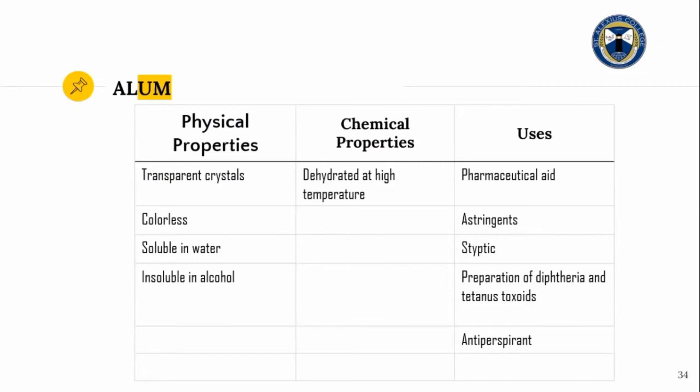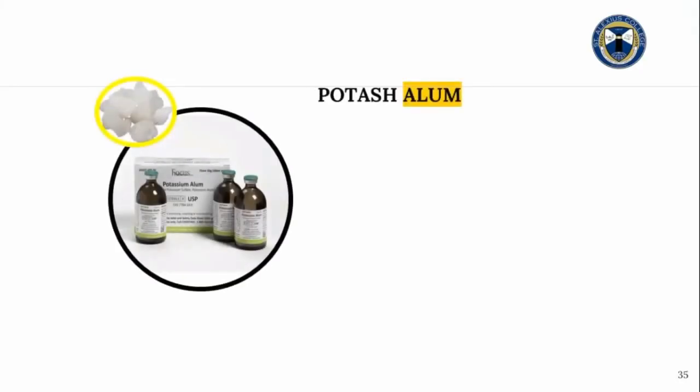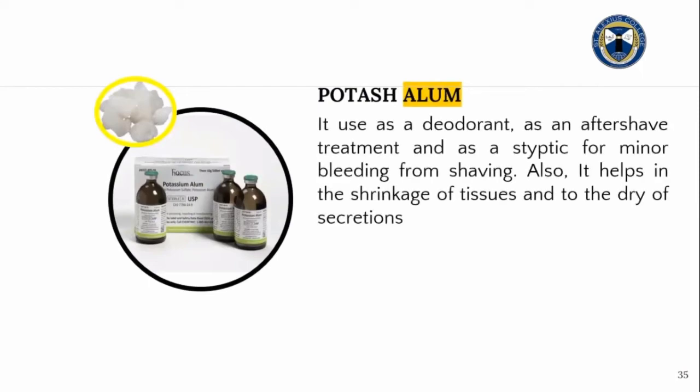It is also used for the preparation of bacteria and tetanus toxoid, and as an antiperspirant. When we say antiperspirant, it protects against sweat and odor. So next is the potash alum. It is used as a deodorant and as an aftershave treatment. We use potash alum, for example, when we shave our underarms and it causes a minor bleeding. So we can use potash alum to reduce and stop the minor bleeding.